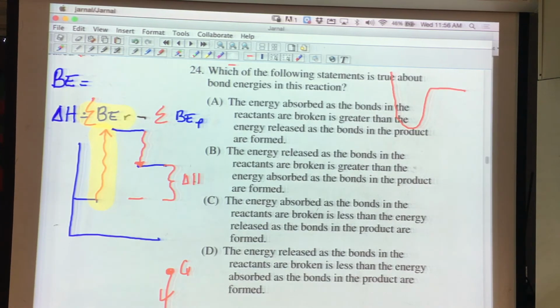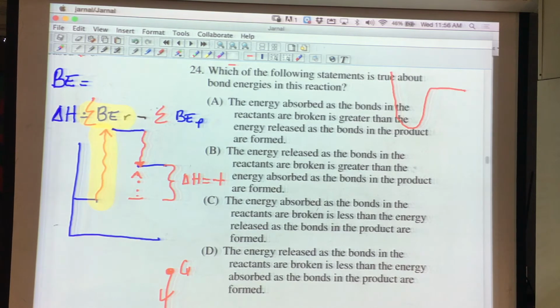What should the value of delta H be? Positive or negative in this case? Isn't it going up? The difference where I start and finish? So this has to be endothermic, positive. So if this is a bigger number, this is a smaller number, we want to go reactants minus products.